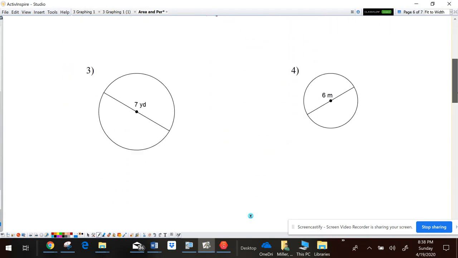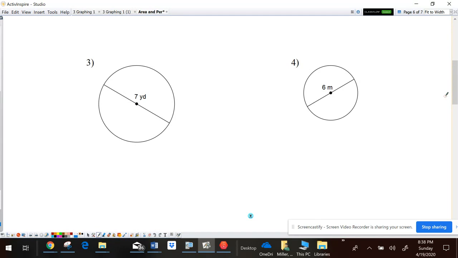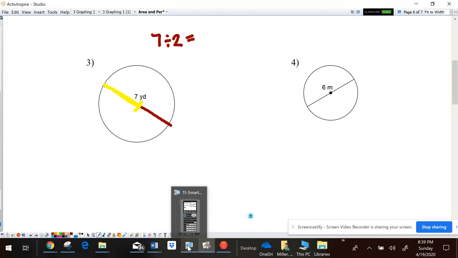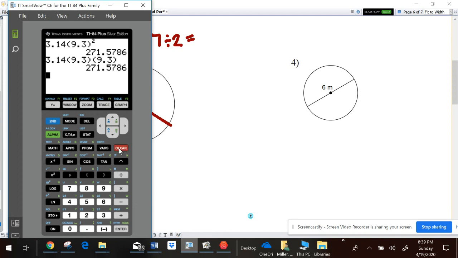All right, so there are two examples if we have the radius. Now I want to look at what would happen if we were given the diameter. The diameter right here is 7, but I only need the radius. And my radius is half right here. So how do I find half? Well, that's right. I would take my 7 and divide it by 2. So if I put that in my calculator, that means that my radius, 7 divided by 2, is 3.5.